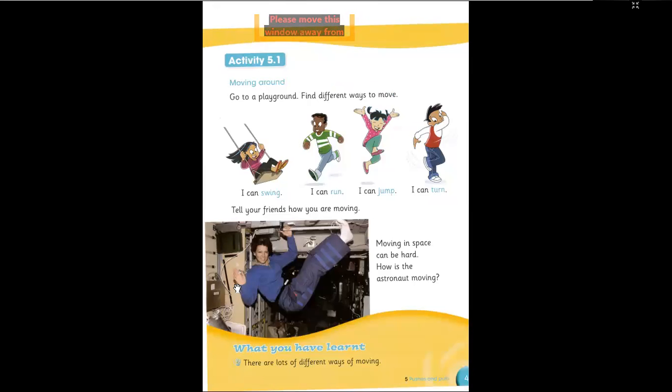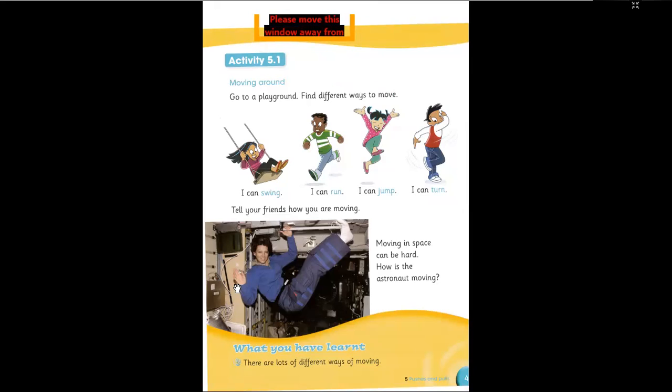Moving on to the next page. Moving around. Go to the playground. Find different ways to move. There are different ways to move.